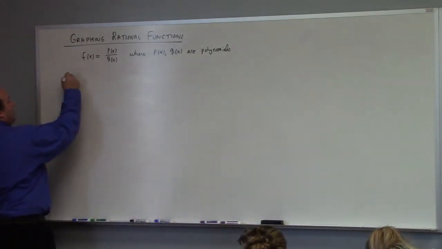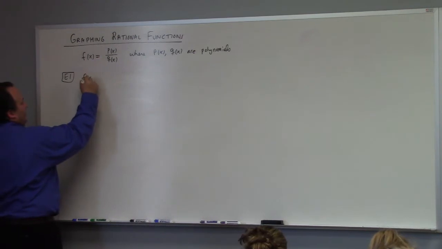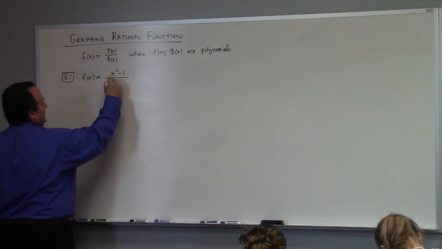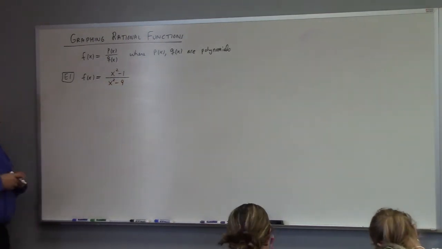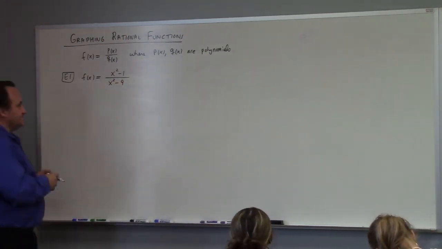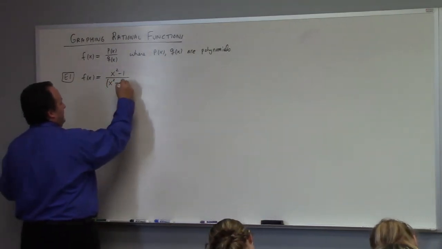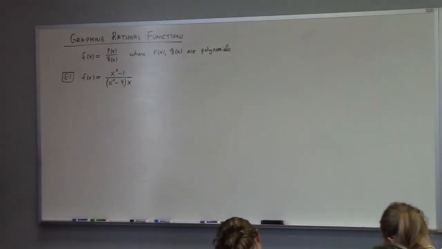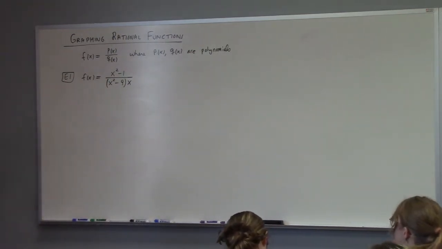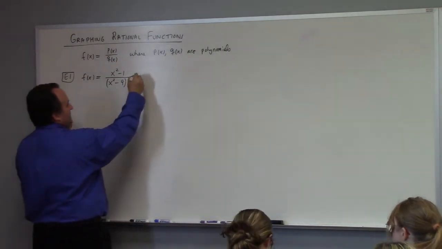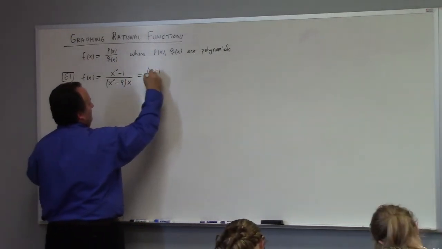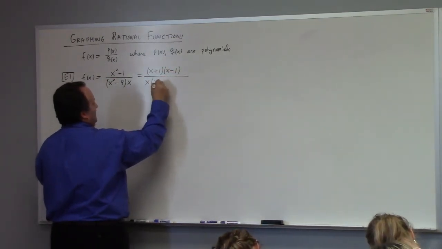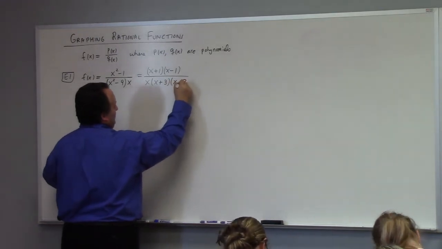Example 1. Suppose we want to graph f of x equals (x squared minus 1) over (x squared minus 9). So the first order of business, much like it was for polynomials, is just to completely factor the thing. So to completely factor this, we've got (x plus 1)(x minus 1) upstairs, and downstairs I've got (x plus 3)(x minus 3), right?